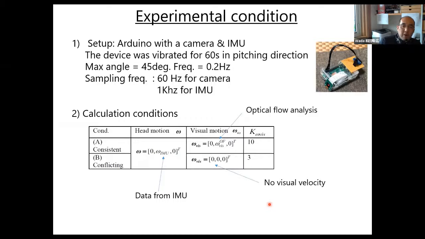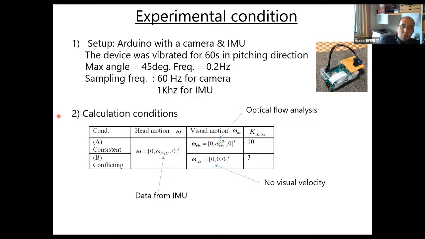We conducted a pilot experiment to collect data by IMU and the camera to estimate the motion sickness, or MSI, using the proposed method. Okay, Arduino with camera and IMU was used to collect data. The device was vibrated for 60 seconds in pitching direction, and the maximum angle was 65 degrees, and the frequency was 0.2 hertz. And the sampling frequencies were 60 hertz and 1 kilohertz for camera and for IMU, respectively.